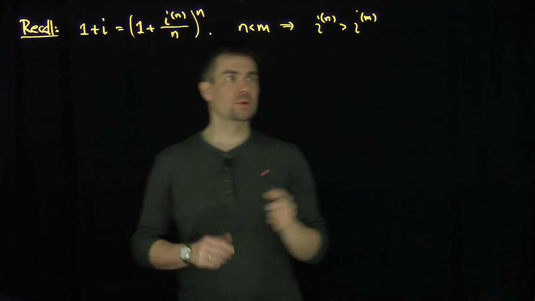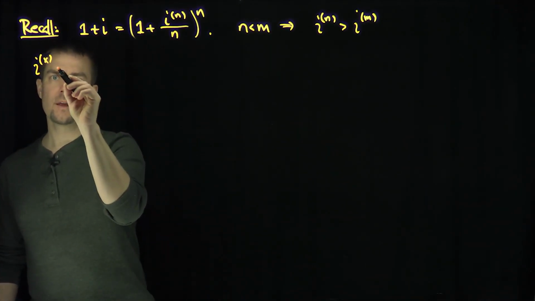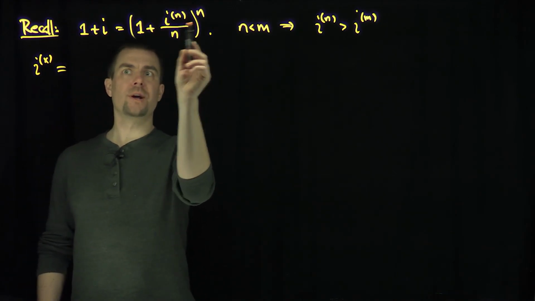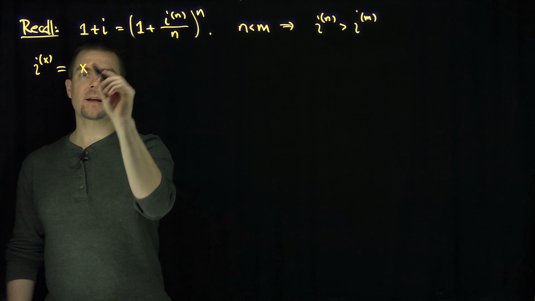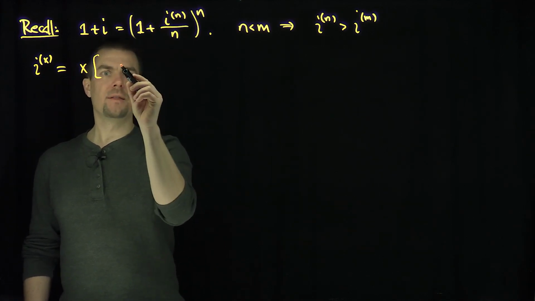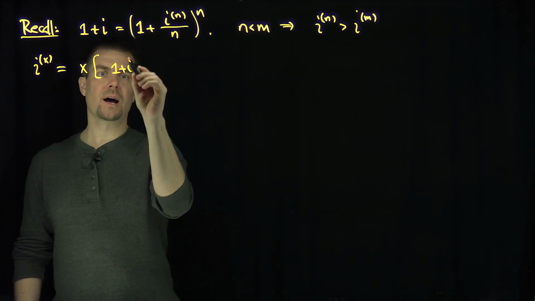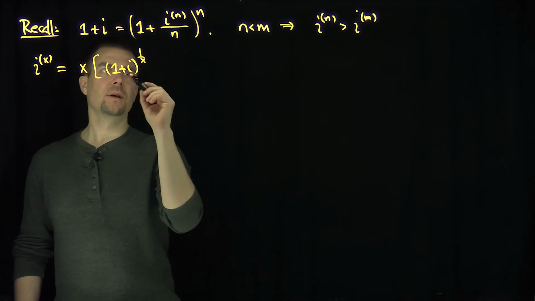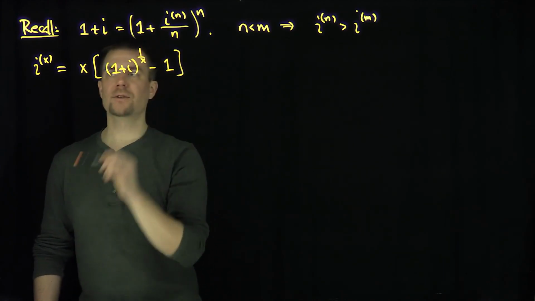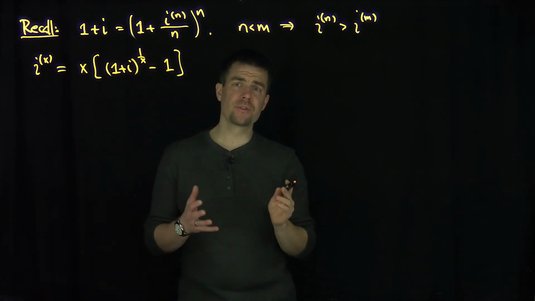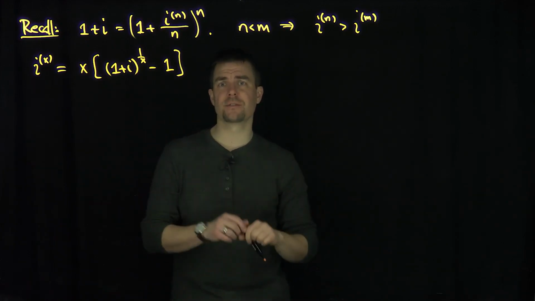And we can observe that if I look at i_x, to solve for i_x we raise this to the 1 over x power, subtract 1, and multiply by x. So I'm going to have x times the quantity 1 plus i to the 1 over x, minus 1. That's our function i_x. I'd like to show the derivative of this function with respect to x is less than 0. That would show that i_x is decreasing as a function of x.